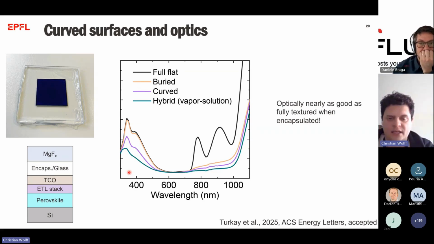So the takeaway message here is that fully flat in a module configuration with front side encapsulation is drastically reducing the performance of a tandem device, whereas the other configurations are doing much better, with the buried being outperformed by the curved and only slightly losing to the hybrid absorber deposited with a more complicated approach.